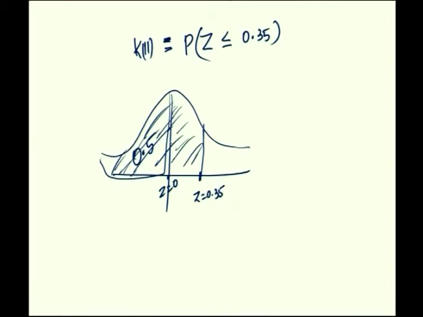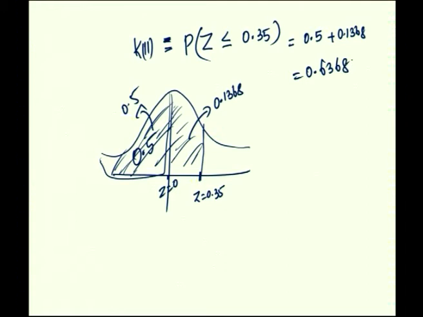Okay. 0.1368, isn't it? This area value is 0.1368 and this is already 0.5. So, the answer is 0.5 plus 0.1368 equal to 0.6368. This is the power of the test.